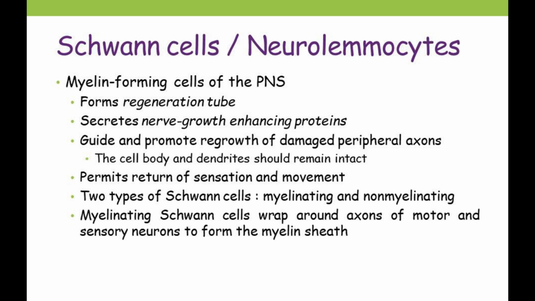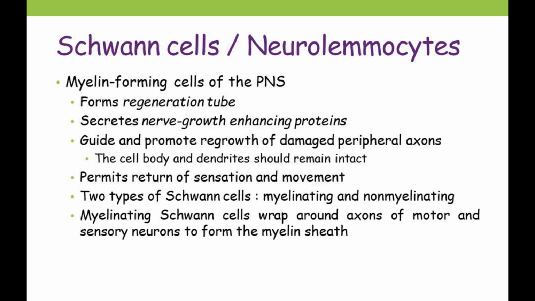So the Schwann cells are also known as neurolemmocytes, and they are called the myelin forming cells of the peripheral nervous system. They can also form regeneration tubes and secrete nerve growth enhancing proteins, which guide and promote regrowth of damaged peripheral axons. The cell body and the dendrites should remain intact for regrowth of damaged axons. Permits return of sensation and movement.